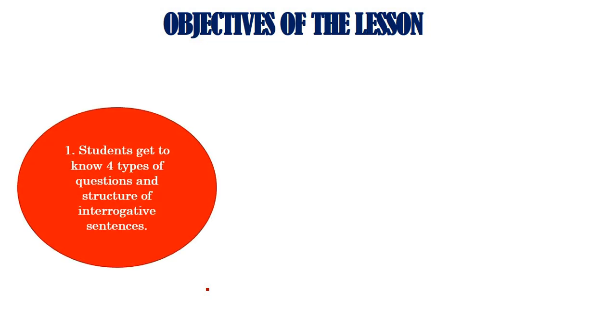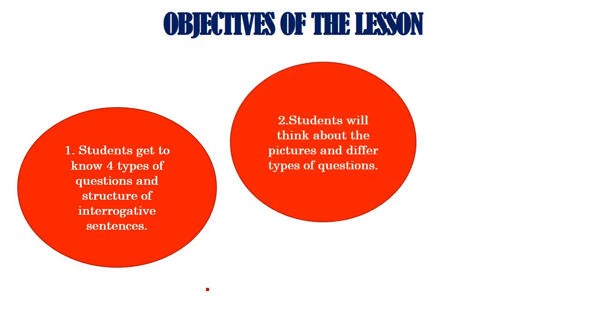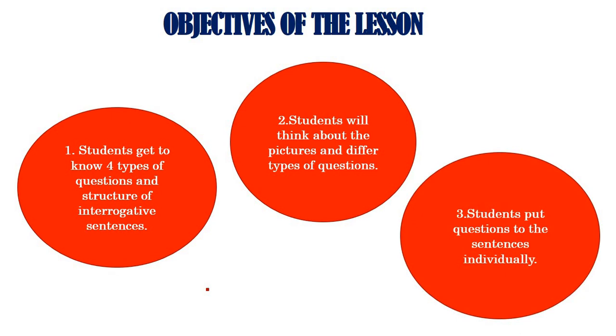Objectives of the lesson. The first, students get to know 4 types of questions and structure of interrogative sentences. The second, students will think about the pictures and different types of questions. Third, students put questions to the sentences individually.